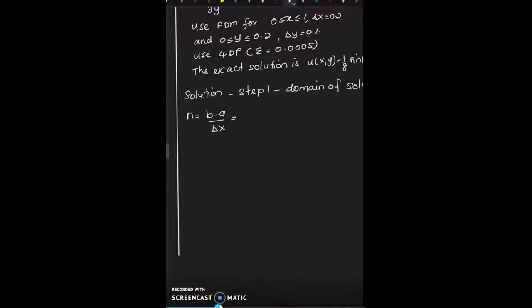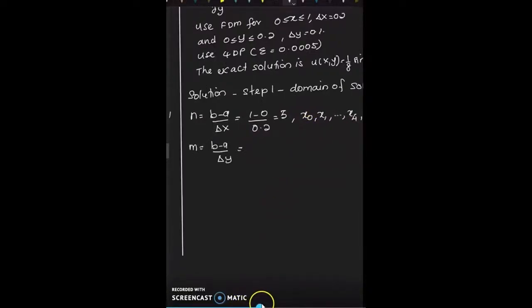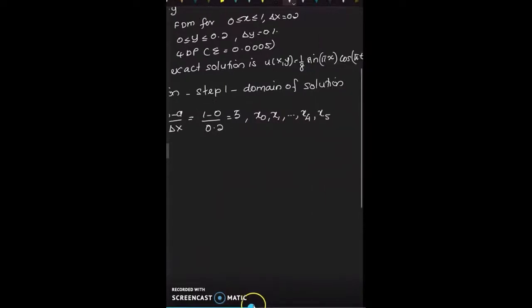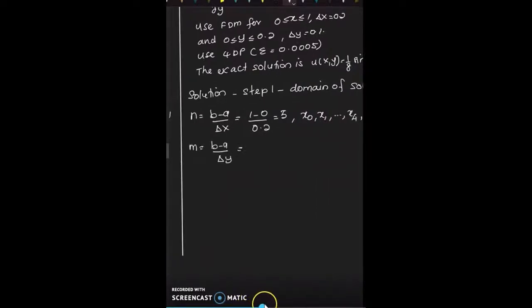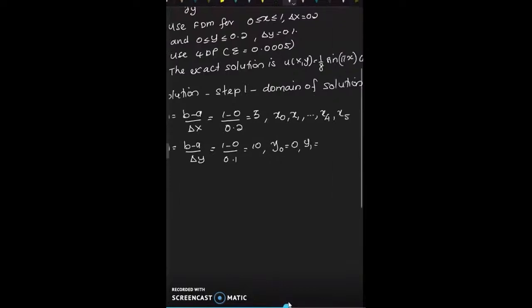Now I have three important steps. The first step, I need to find the size of interval for x, which is b minus a divided by h. It is a 5-interval grid from x0, x1, x2, x3, x4, x5. What is x5? x5 is 1. What is x0? x0 is 0. Then to get m, the size of interval for y is b minus a divided by delta y, which is 1 minus 0 divided by 0.1. So there are 10 delta y.